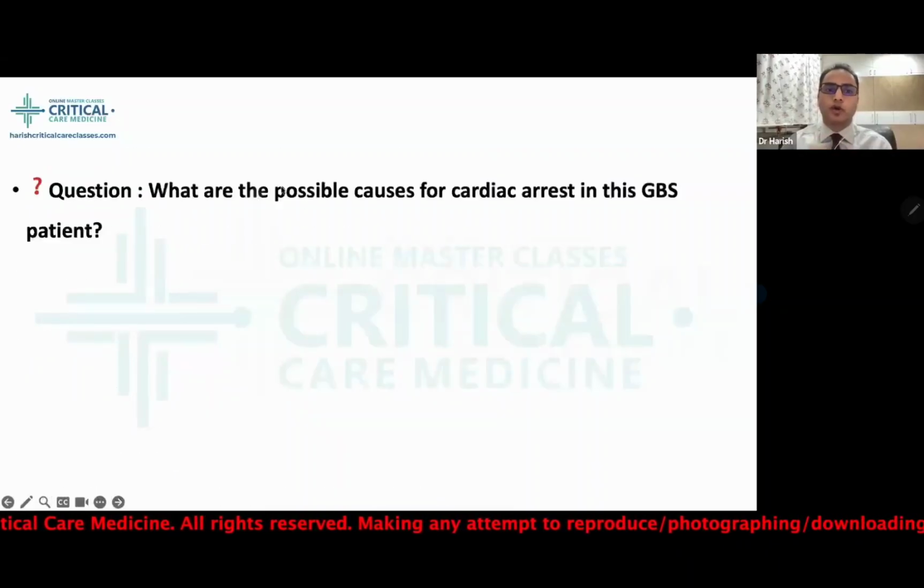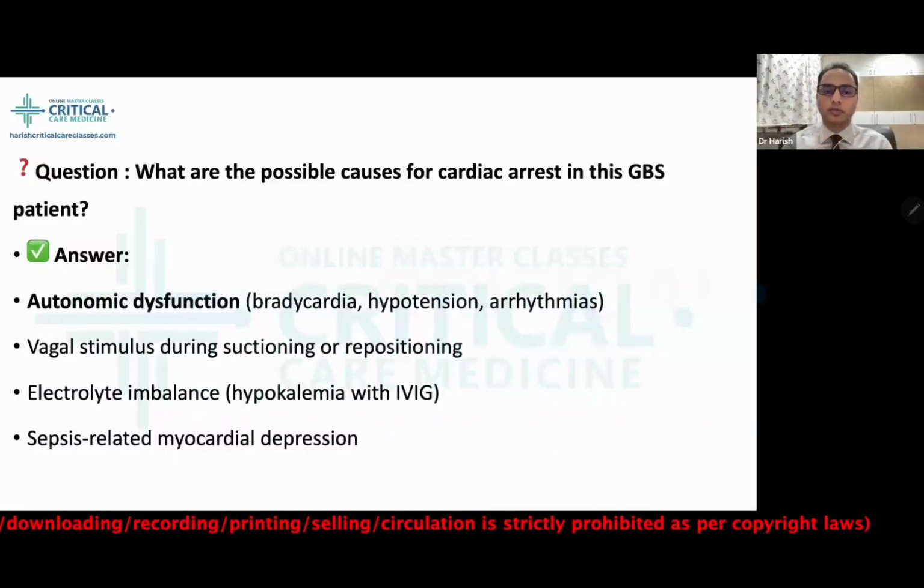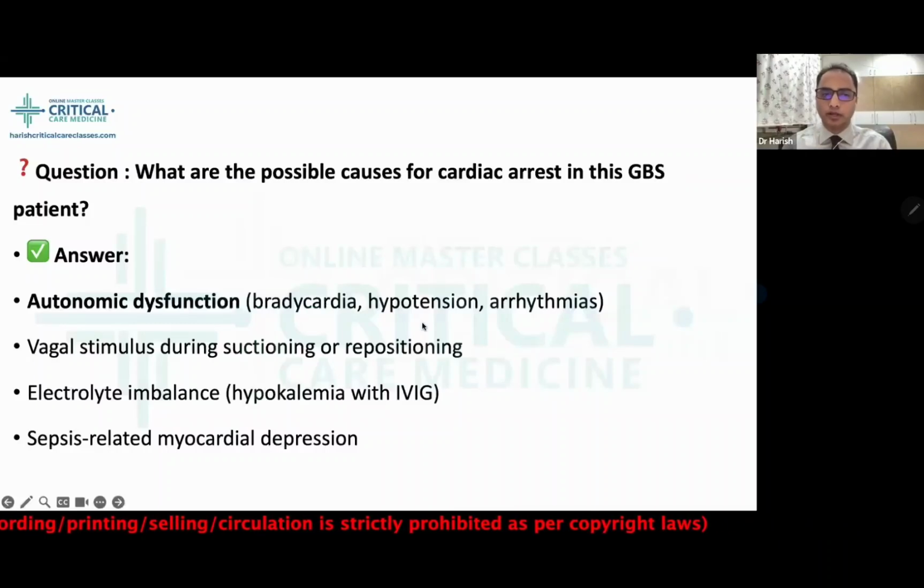So what's happening here? What are the possible causes of cardiac arrest in GB syndrome? Remember, autonomic dysfunction is one of the commonest causes of cardiac arrest in GB syndrome, which can cause bradycardia, hypotension and arrhythmia.